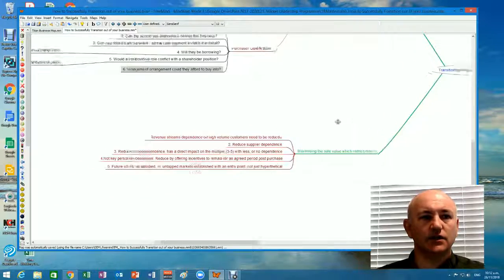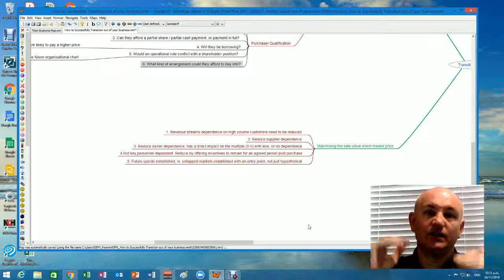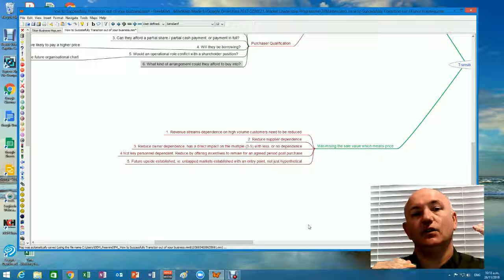Alright, so just moving on to maximizing the sale value. In order to get a value or a price that we consider healthy, or what we're after, we actually need to make sure that there's value in it. So you can't have one without the other, or you'll end up at the negotiating table losing.